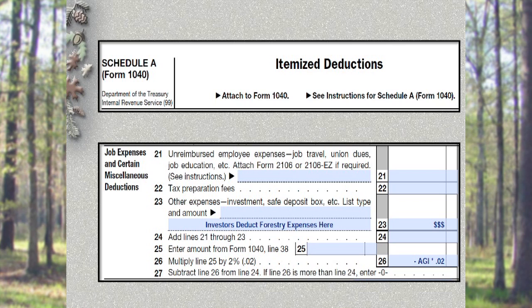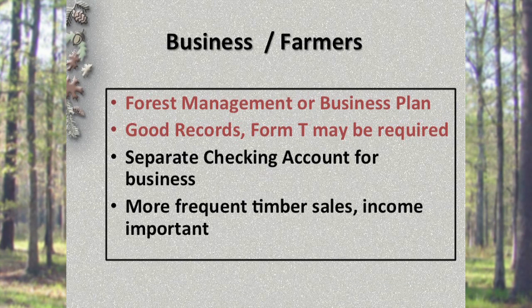And you subtract 2% of your adjusted gross income from this before it's actually deductible on Schedule A. Now, if you're a business or a farmer and you decide you want to do this, because this is the most aggressive way of deducting your expenses, you'll be expected to have a forest management plan or a business plan showing your profit motive, what you expect. Keep good records of your work and all your expenses.